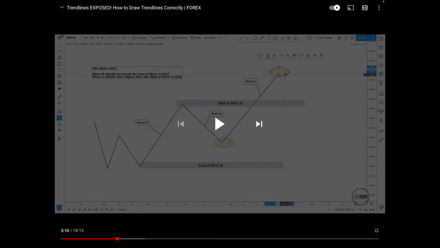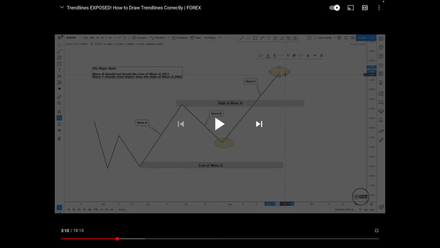When I first started, teachers just pretty much said, okay, to draw an uptrend line, you find your swing lows and you just connect the swing lows and go up from there. And to make a downtrend line, you connect your swing highs and you go down from there. And that was pretty much it.